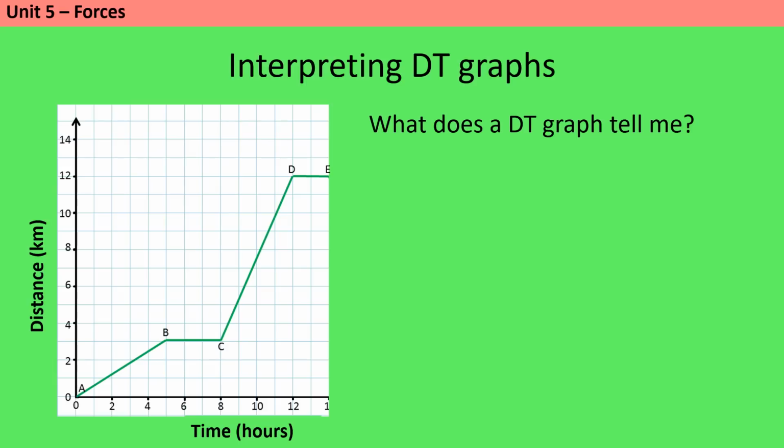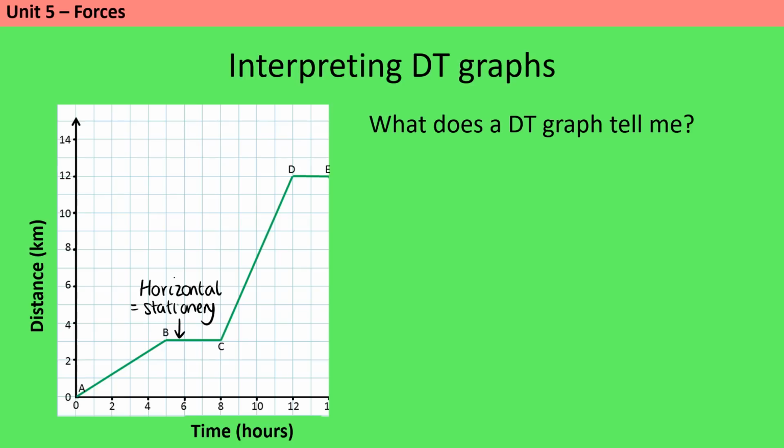We can use these motion graphs to tell us about the motion of an object both in qualitative terms and in quantitative terms, so numerically. So if we think first of all just about the general shape of a graph, for a dt graph, where we have a horizontal portion, this tells us that the object is stationary. So I'd be looking at this and saying this object at point B is 3 kilometers away from the starting point, and then at point C, it's still 3 kilometers away from the starting point. So it obviously hasn't moved anywhere, therefore it's stationary.